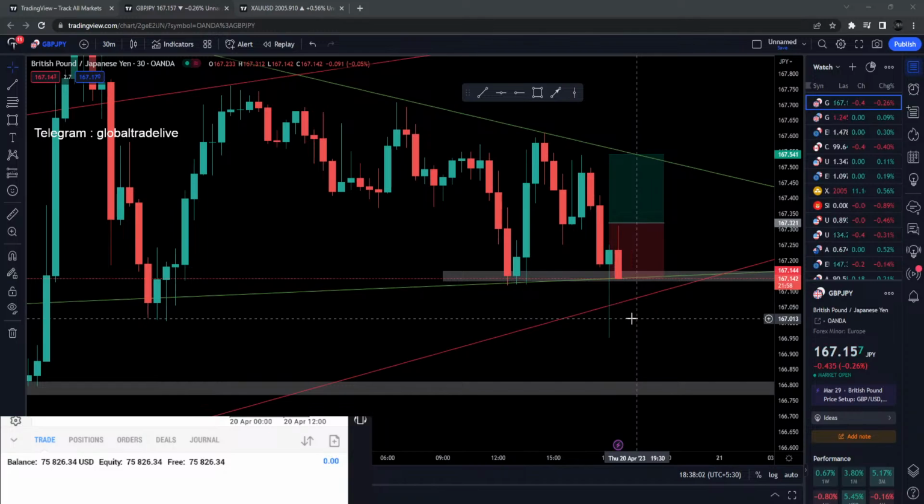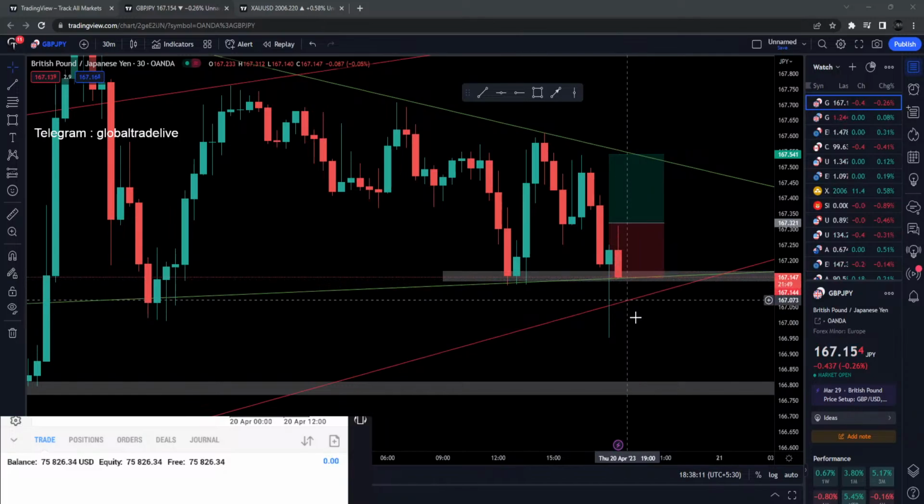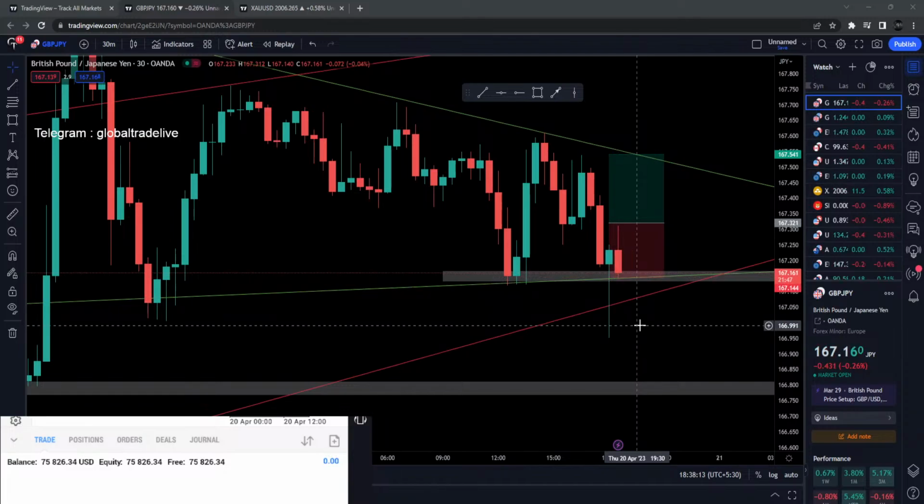But now I will show you how this market really manipulates us. Let's talk about the chances over here. Let's talk about the probability over here. The probability of moving up is very high rather than going down.